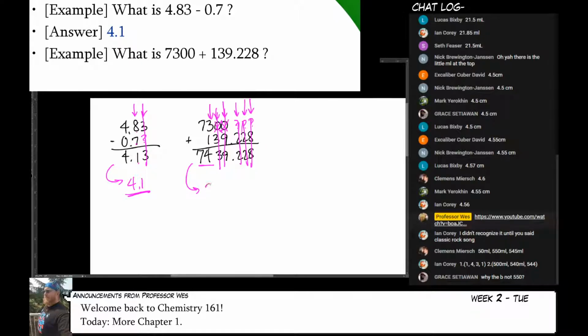Now, you cannot report this as the answer, because 7,300 plus 139 is not 74. That's way too small, right? You need to append the zeros yourself as the placeholders so that you get the correct magnitude of the answer. Okay, so this is the correct answer, 7,400.